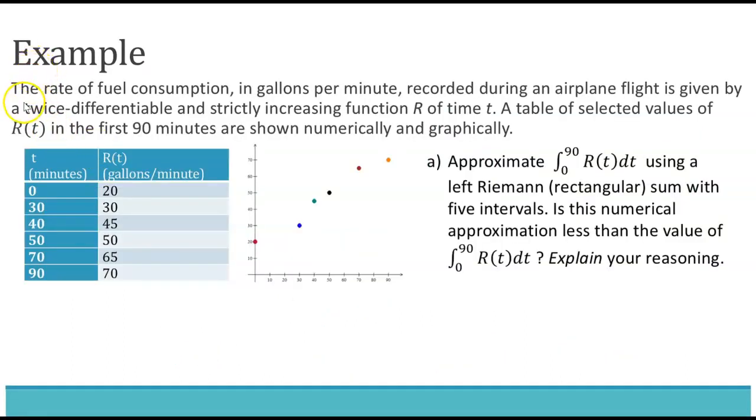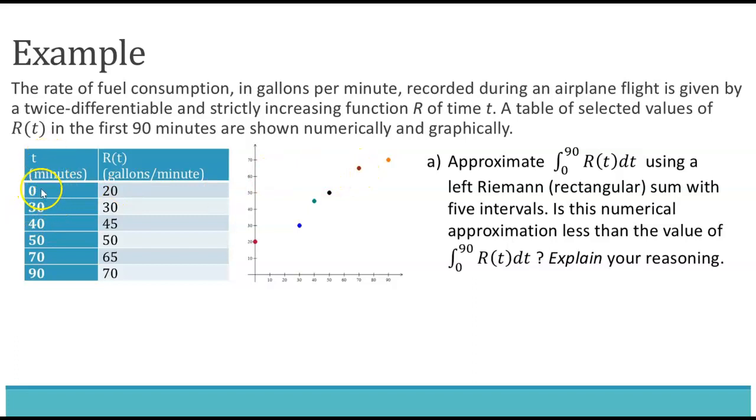In this example, we're told the rate of fuel consumption in gallons per minute recorded during an airplane flight is given by a twice differentiable and strictly increasing function r of time t. A table of selected values of r of t in the first 90 minutes are shown numerically and graphically. This is kind of interesting because we're used to being given an equation for a rate, but this time we are given just a few rates at different times in a table and then graphed.